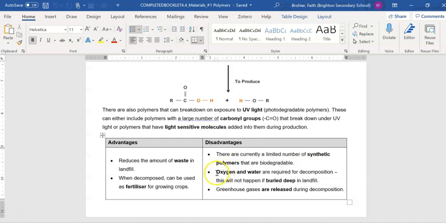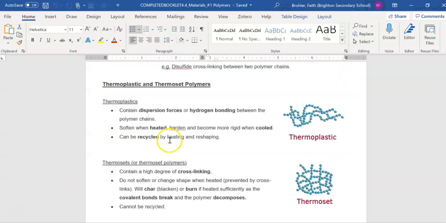And oxygen and water are required for decomposition. You may have heard about the problems with recycling recently, that the recycling we send overseas isn't actually being recycled. It's just standing in piles. So if you've got biodegradable polymers that are still in piles and covered up by a whole lot of other waste products, they're not going to be exposed to oxygen, they're unlikely to be exposed to water, and therefore they're unlikely to actually biodegrade. When they biodegrade, they also release greenhouse gases. Okay, so there are some disadvantages. There's polymers for you.